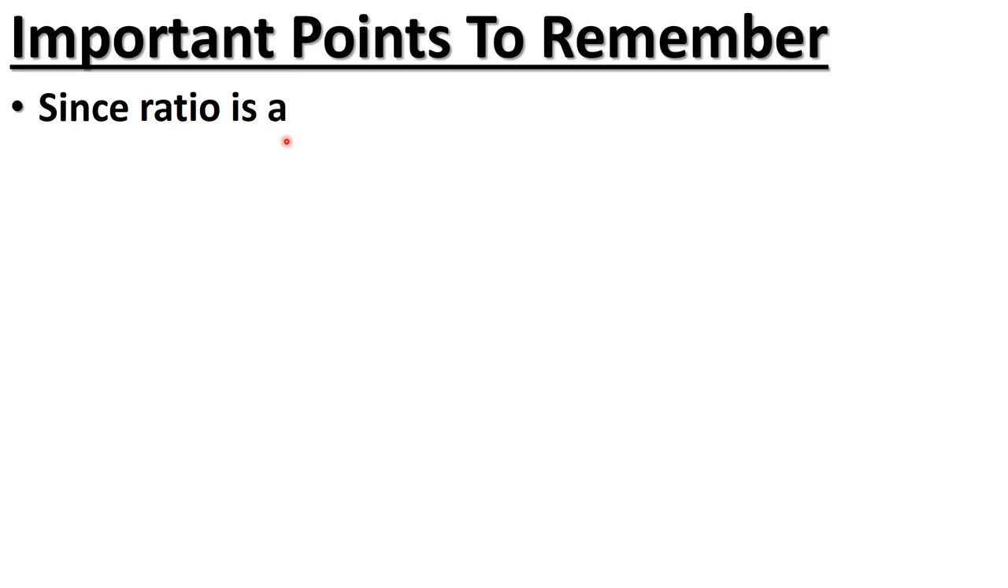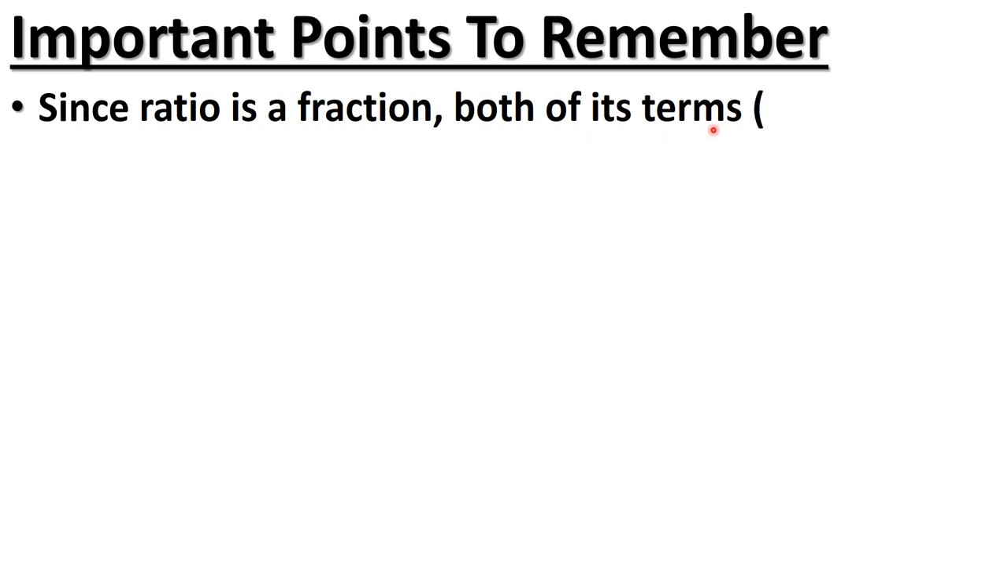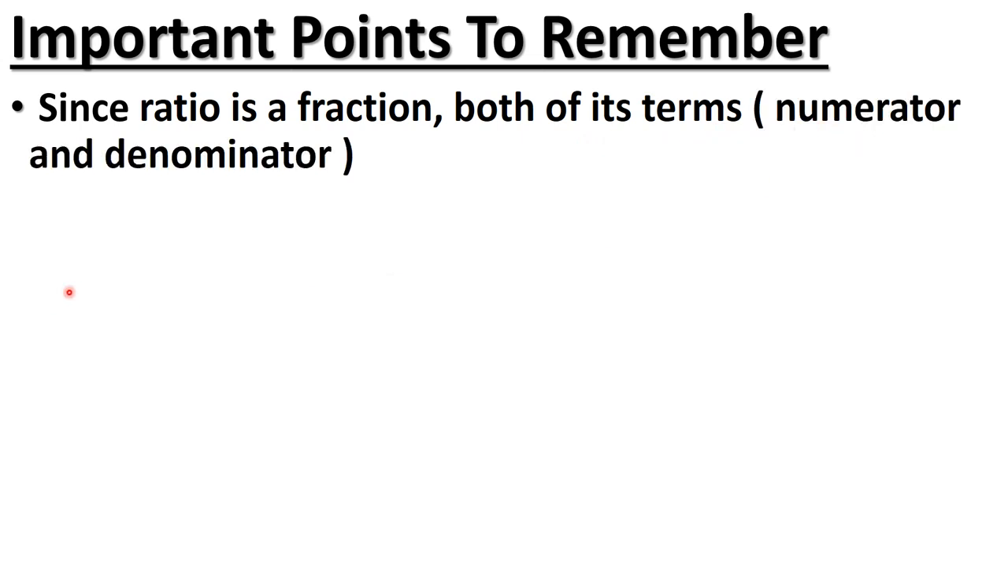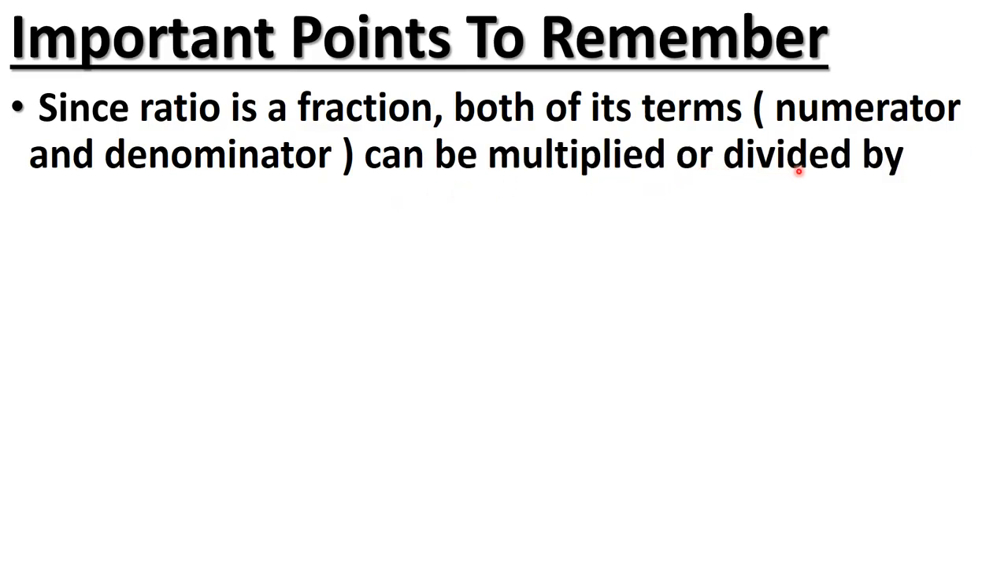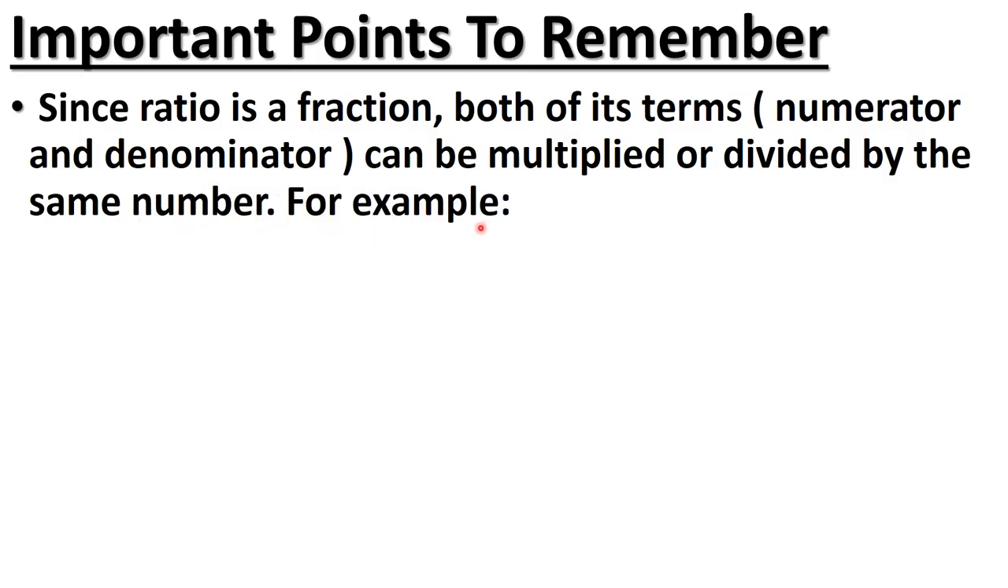Since a ratio is a fraction, both of its terms, that is numerator and denominator, can be multiplied or divided by the same number. For example, if we have one fraction where numerator and denominator are there, we can multiply both numerator and denominator by the same number, as we have done in the chapter of fractions also.